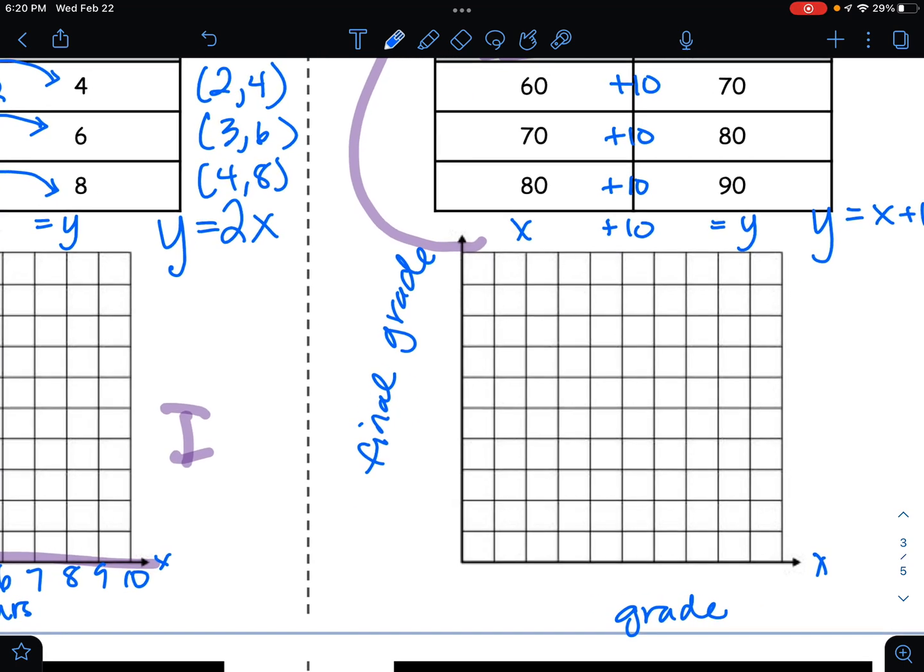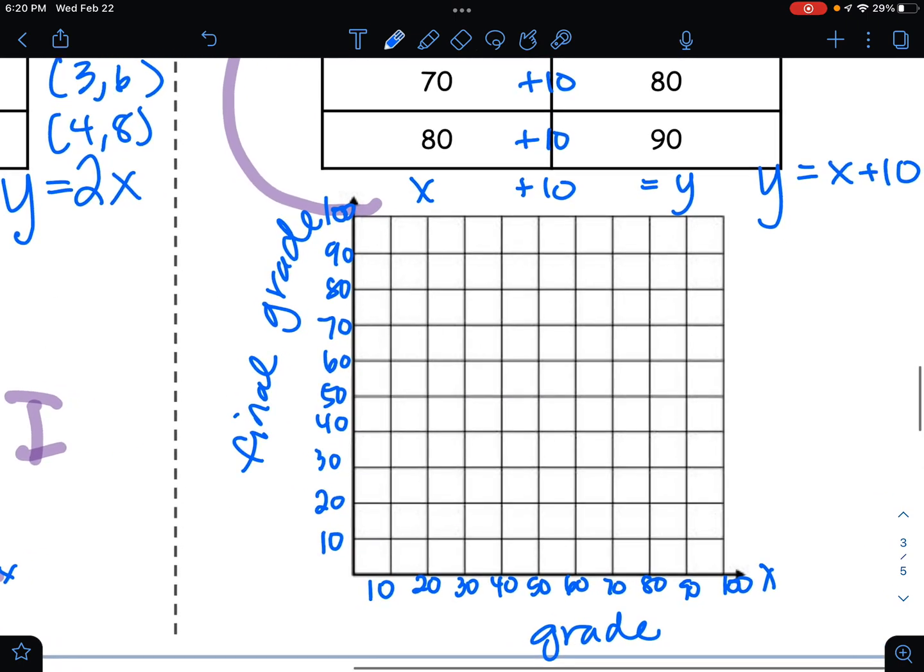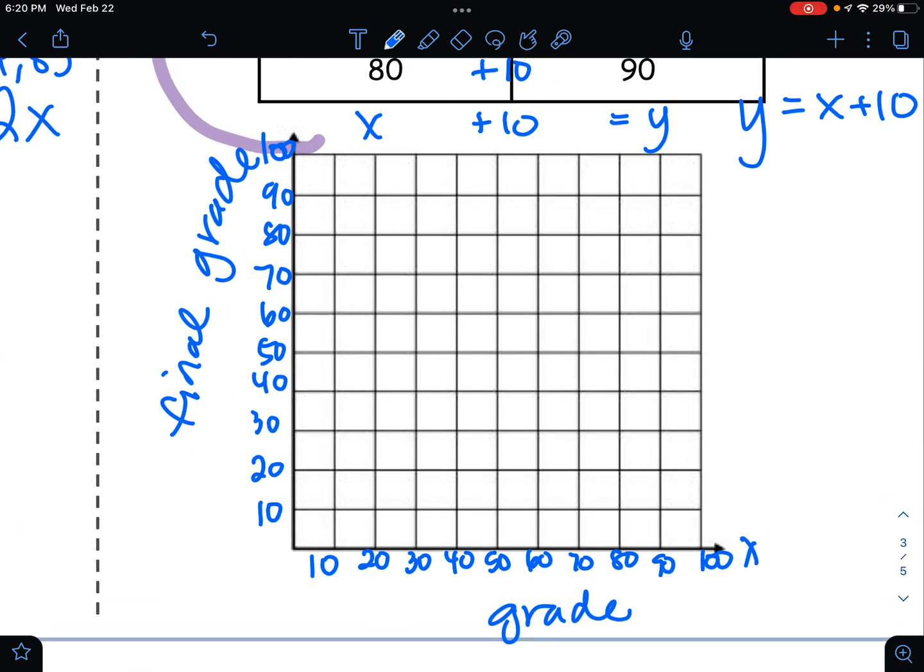So I'm going to count by tens on this graph. 10, 20, 30, 40, 50, 60, 70, 80, 90, and 100. Okay? And again, I'm going to do the same thing on the side. 10, 20, 30, 40, 50, 60, 70, 80, 90, 100. Again, if I'm going too fast, please don't hesitate to press pause.